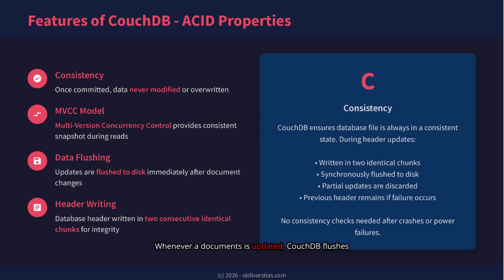Whenever a document is updated, CouchDB flushes the data into the disk, and the updated database header is written in 2 consecutive and identical chunks to make up the first 4 kilobytes of the file, and then synchronously flushed to disk. Partial updates during the flush will be discarded. If a failure occurs while committing the header, a surviving copy of the previous identical headers will remain, ensuring coherency of all previously committed data. Except the header area, consistency checks or fix-ups after a crash or a power failure are never necessary.